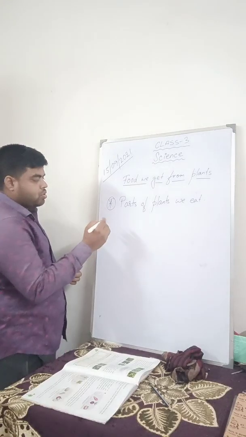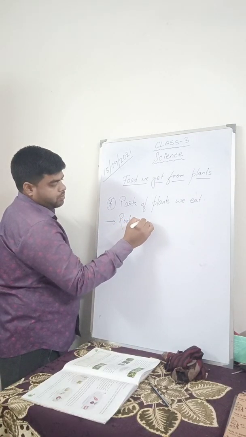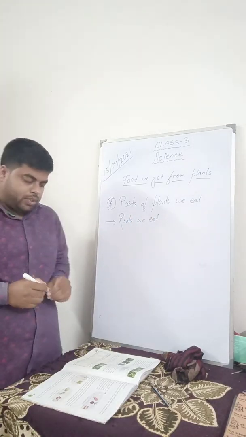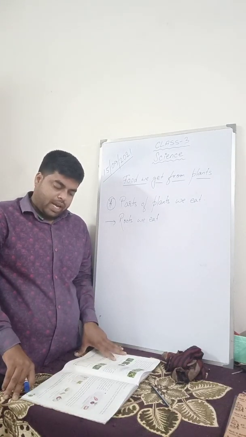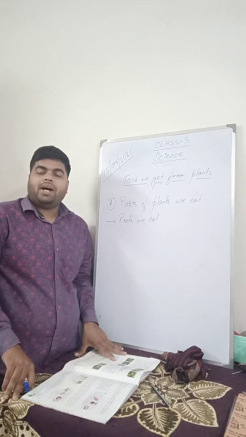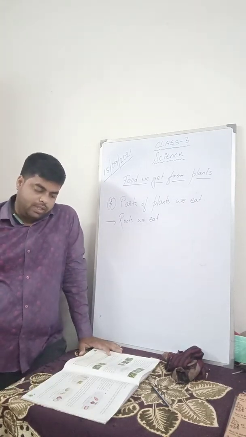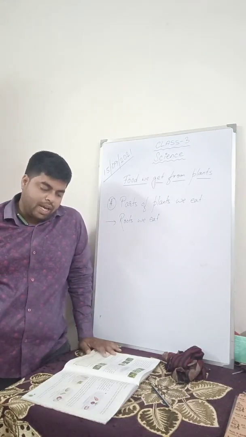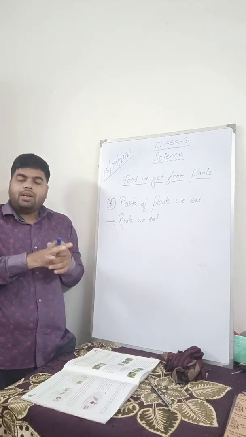First is roots we eat. Roots of some plants such as radish, carrot, beetroot and sweet potato are edible. That means they are eatable. There are some roots of plants which are eatable like radish, carrot, turnip, beetroot. These roots are hard, solid and fleshy.